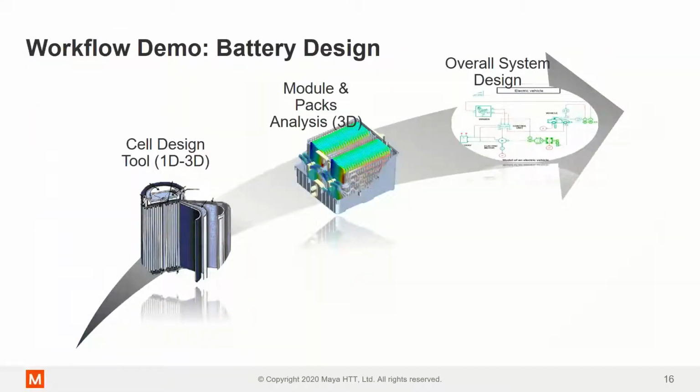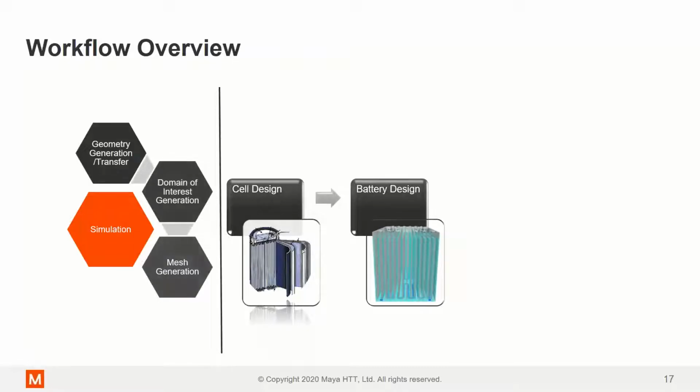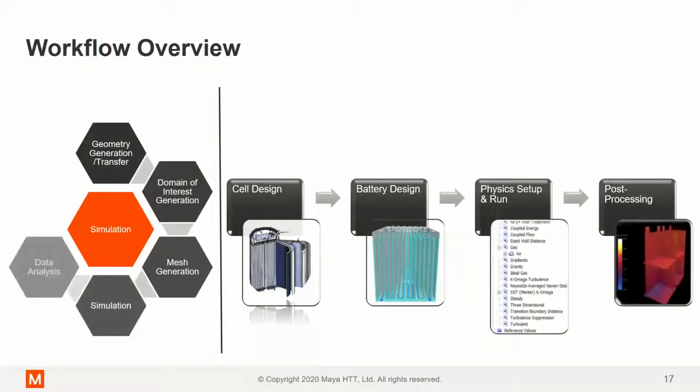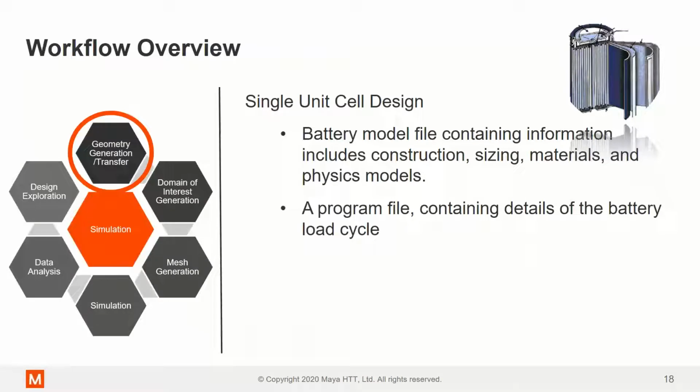So essentially, we're going to start with the unit cell, leverage that data to build a 3D model, and then finally connect the 3D model to a 1D system to analyze the performance based on actual performance data, right? So let's quickly go through a workflow overview. We're going to start the simulation from a single cell design, build up the battery pack based on that information, set up the physics, and then post-process and analyze the results. But we're going to take it one step further and use this automated process to drive design change and finally design optimization, right? So let's jump right into the first step, that is the single unit cell design.